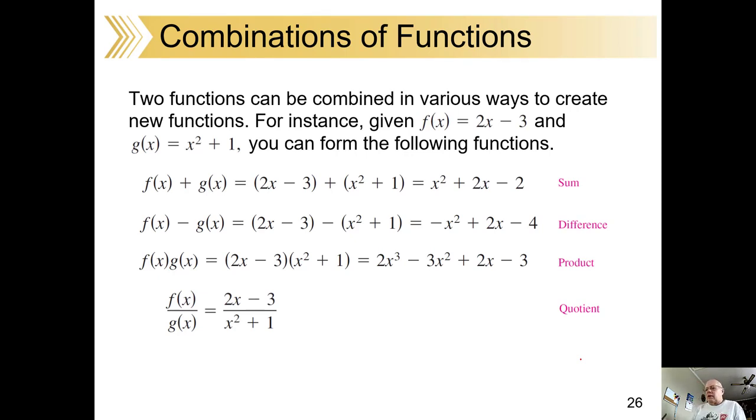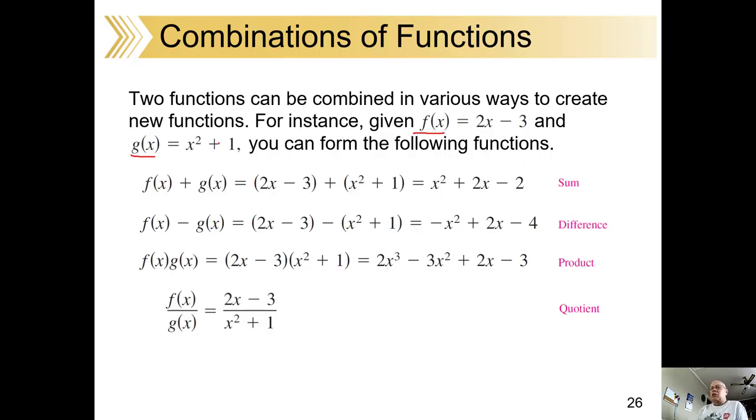So let's suppose this function was made by Frank. He put an F there because it's Frank's function. Frank's function says 2x minus 3. In other words, when you get an x, multiply by 2, subtract 3, and you get the y value. George gave us this function. George's function squares x and adds 1 at the end.